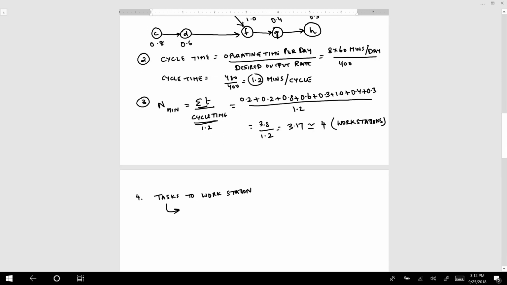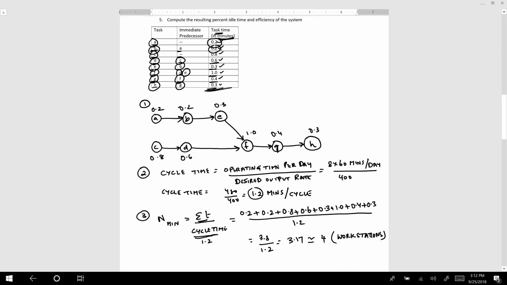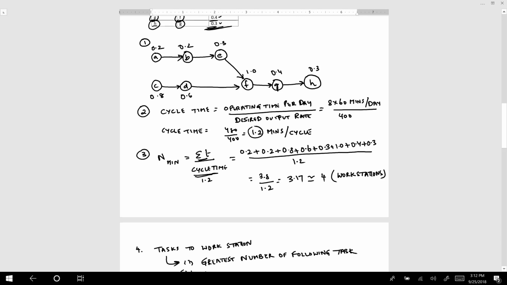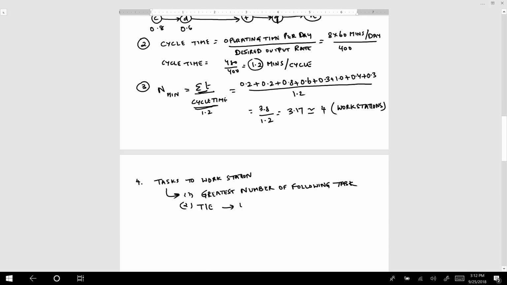So the first rule is greatest number of following tasks. In case of a tie, they are asking us to use the tiebreaker of assigning the task with longest processing time first. So if there is a tie, we will choose the task with longest processing time.